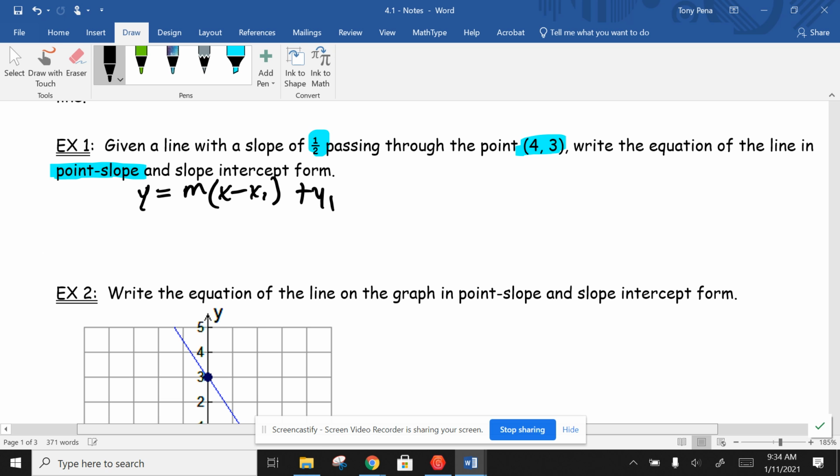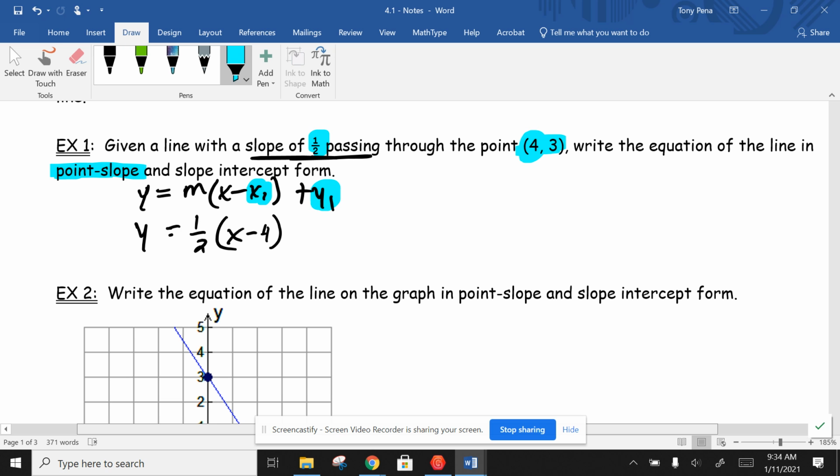All right, so that's what point slope looks like in general. The m is our slope. You were given that. The slope is 1/2, so you're going to slot your 1/2 right there. And then we do x minus our x coordinate. So this little x sub 1 just means go to your point, find the x coordinate, and the x coordinate there is a 4. So we do x minus a 4.